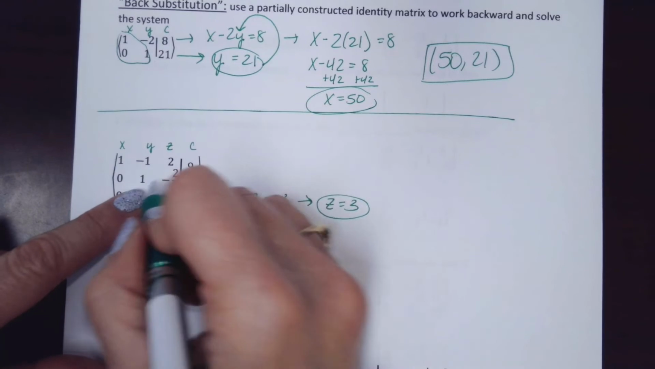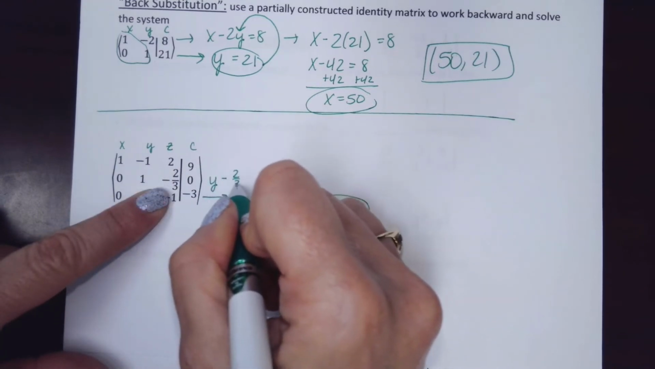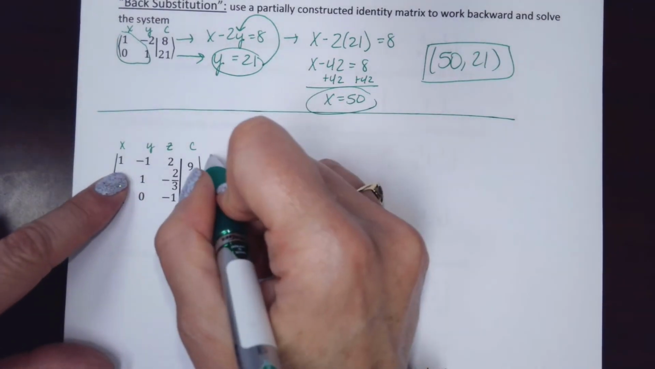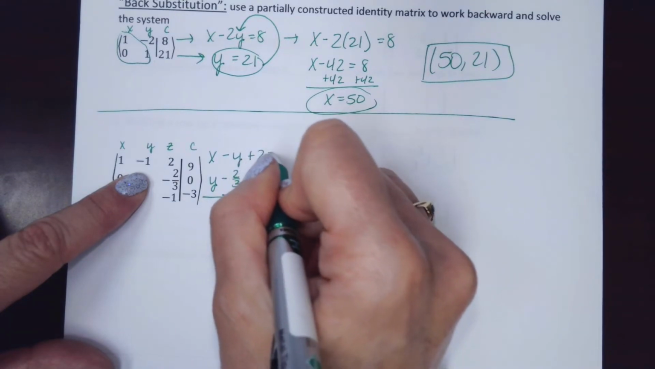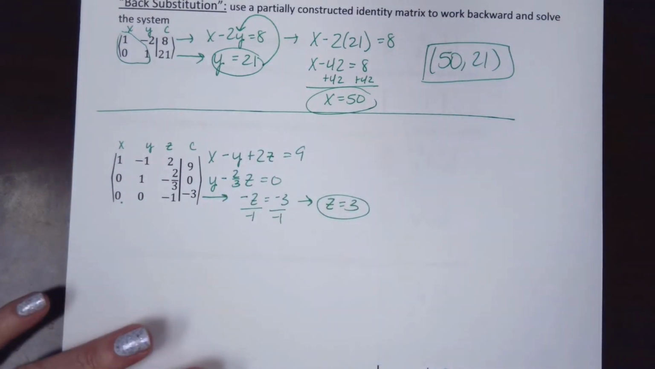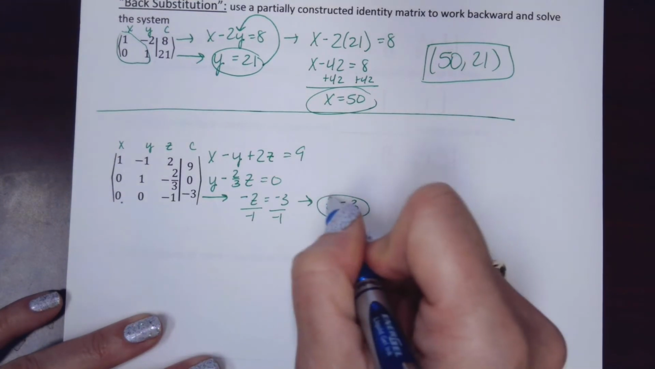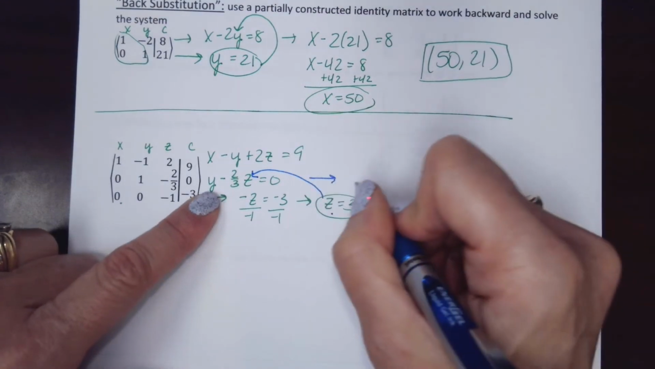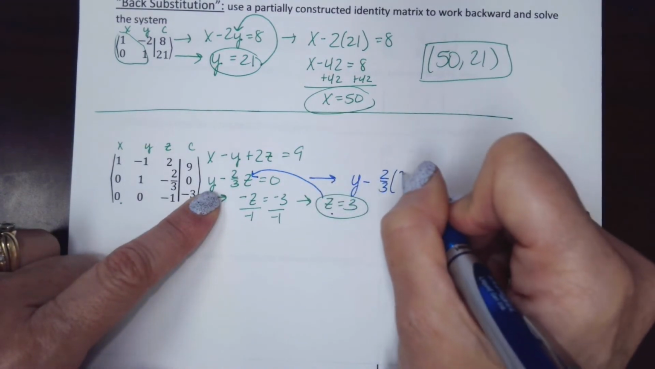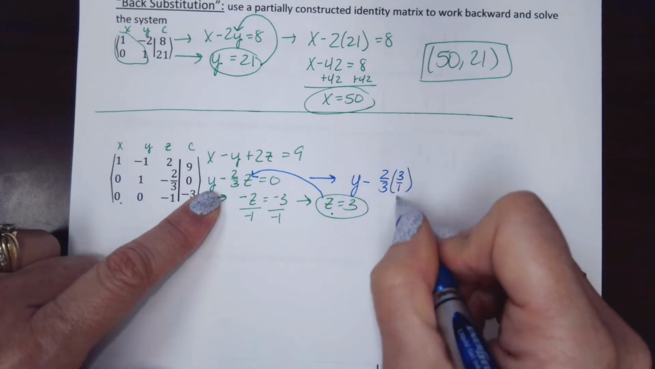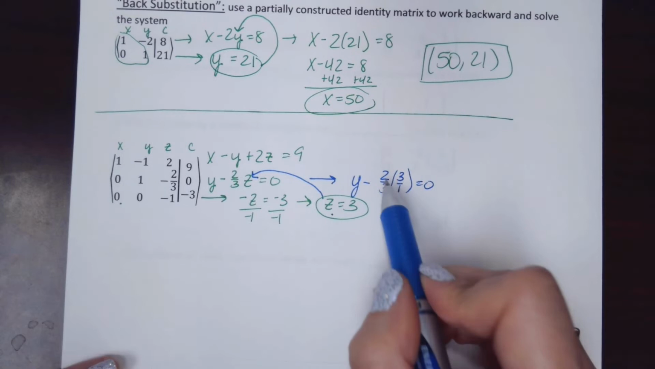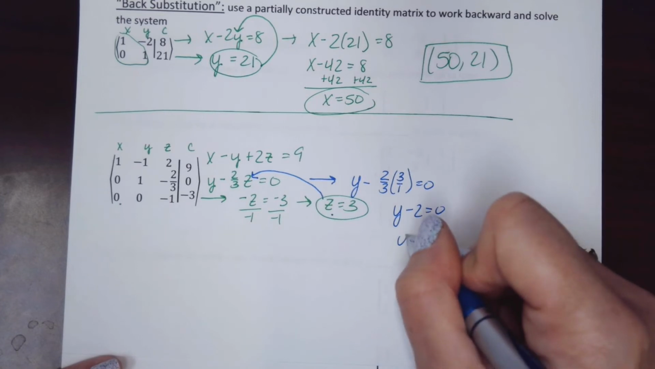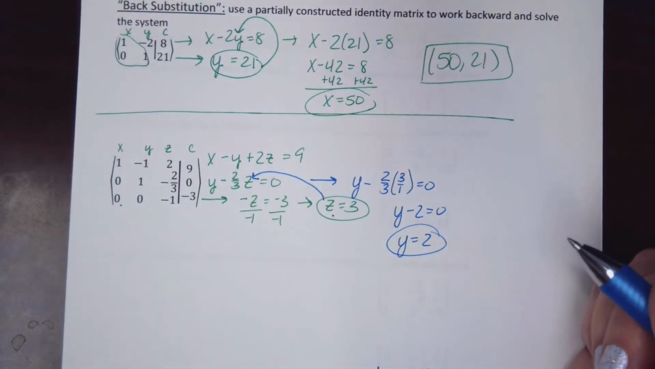My second row tells me y minus 2/3 z equals 0. My first row tells me x minus y plus 2z equals 9. So I'm going to take this solution, this value for z, I'm going to go back up and plug it in here so I can solve for y. Y minus 2/3 times 3 over 1. 3 is just 3 over 1. That's my z I plugged in. Well, right here, 6 over 3 is just 2. So that gives me y minus 2 equals 0, which means y is a positive 2.